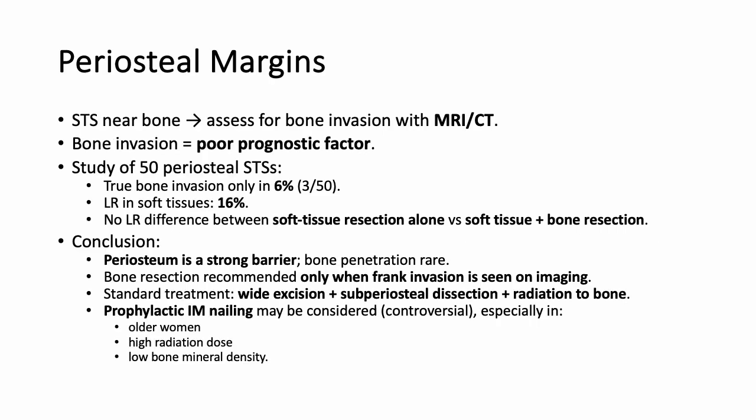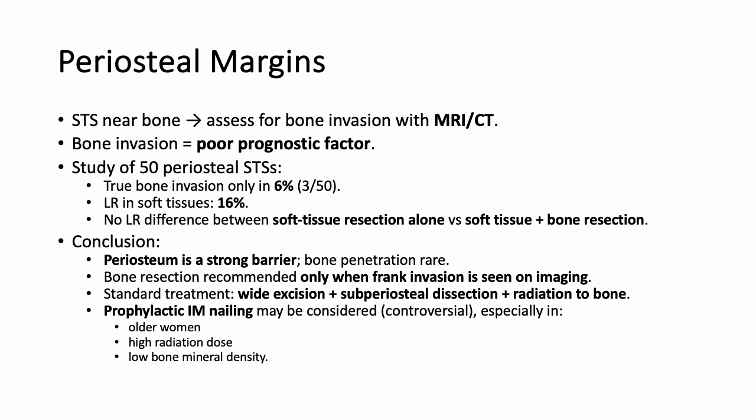Then the next consideration is the periosteal margin, that is soft tissue sarcoma near bone, where we assess for bone invasion with MRI and CT. So bone invasion definitely shows a poorer prognosis. In a study of 50 periosteal soft tissue sarcomas, only 6% had true bone invasion, which led to local recurrence in 16%. So to conclude, the periosteum is a strong barrier. So bone penetration is rare, but bone resection is recommended only when frank invasion is seen on imaging.